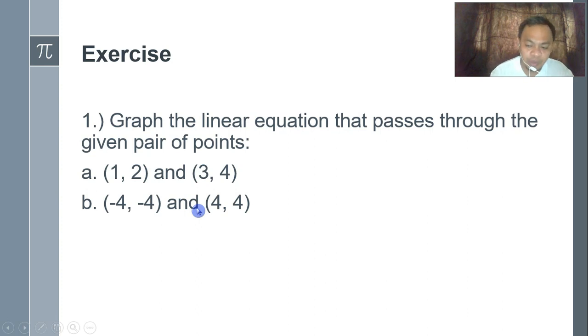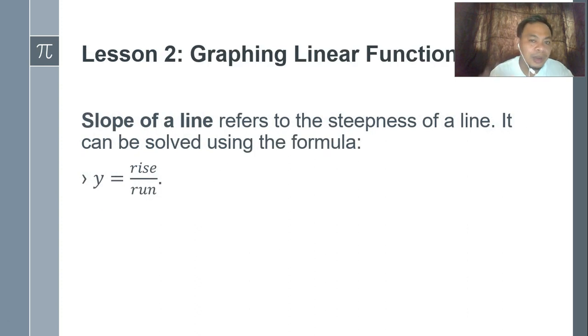Okay, so that's it for our lesson 1. And for our lesson 2, we have graphing linear function. Since we're talking about graphing linear function, that involves the slope of a line. The slope of a line refers to the steepness of a line. It can be solved using the formula: slope is equal to rise over run.